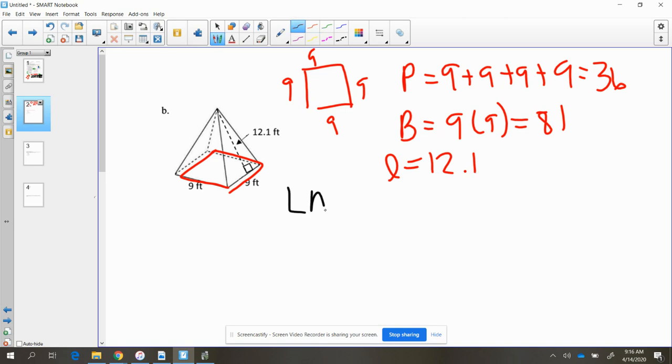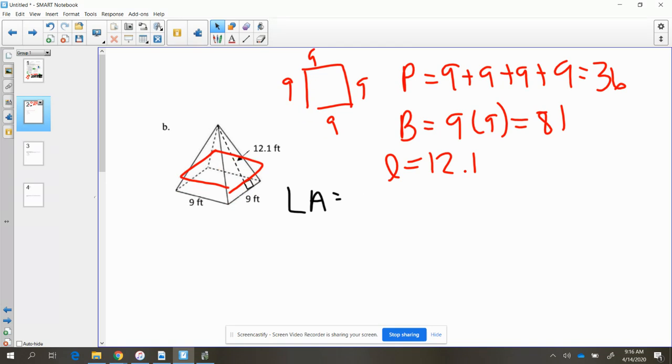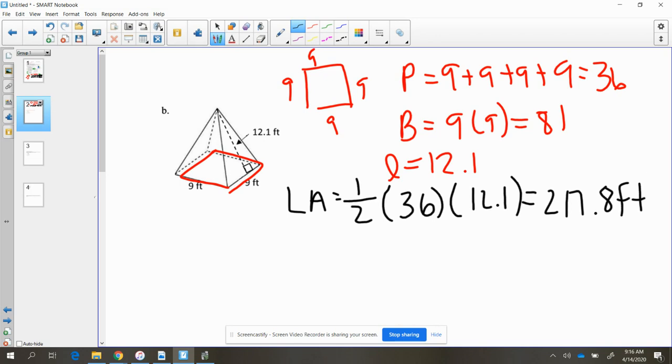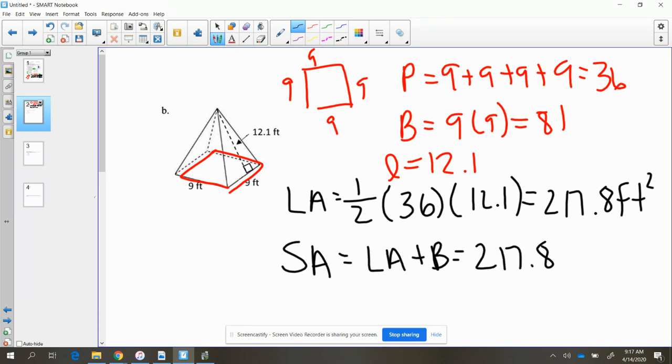So total lateral area is 1/2 perimeter of the base times the slant height for a total of 217.8 feet squared. And our total surface area then is the lateral area plus that area of the base. So the 217.8 plus the 81 for a total of 298.8 square feet. Okay.